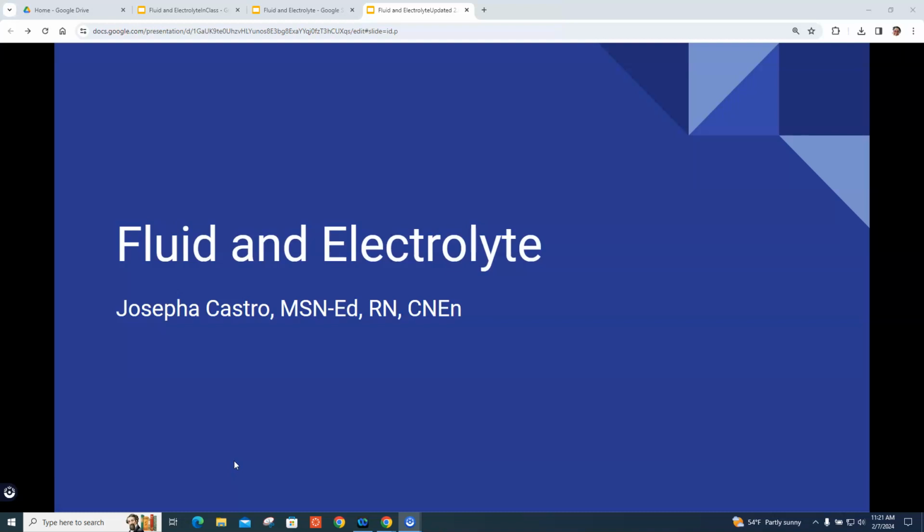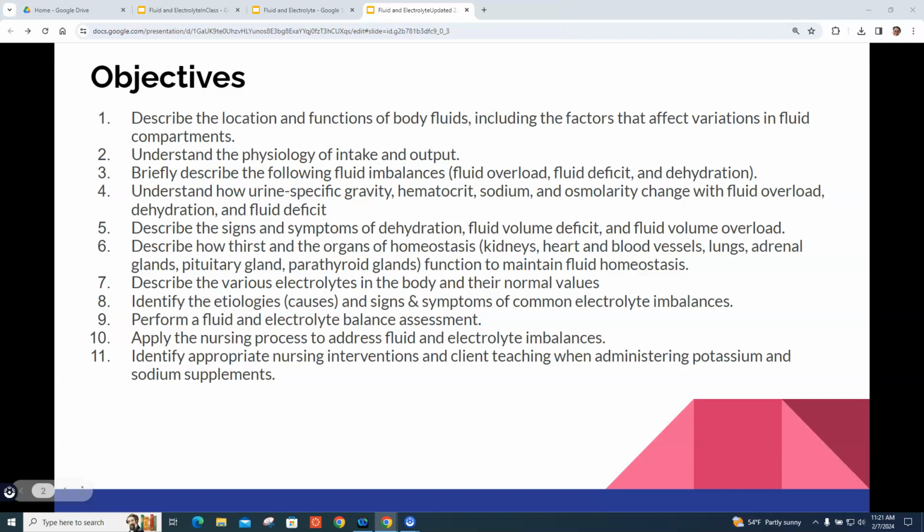There's going to be a few things we're going to be going over. I'm going to read your objectives. So the objectives for this PowerPoint or this slideshow are: describe the location and function of body fluids, including the factors that affect variations in fluid compartments. Understand the physiology of intake and output. Briefly describe the following fluid imbalances: fluid overload, fluid deficit, and dehydration.